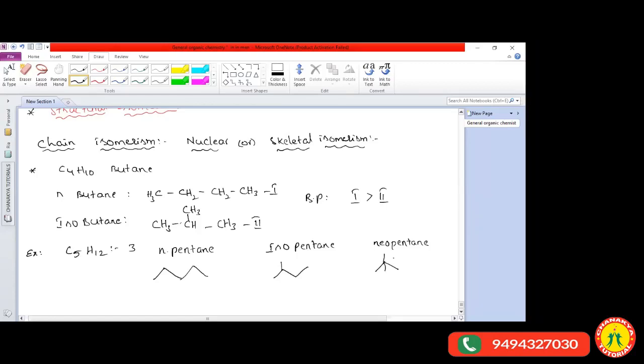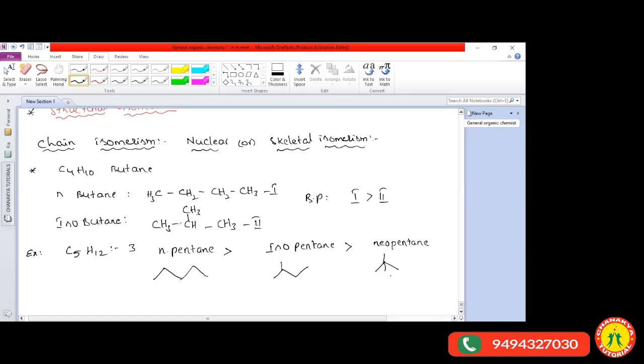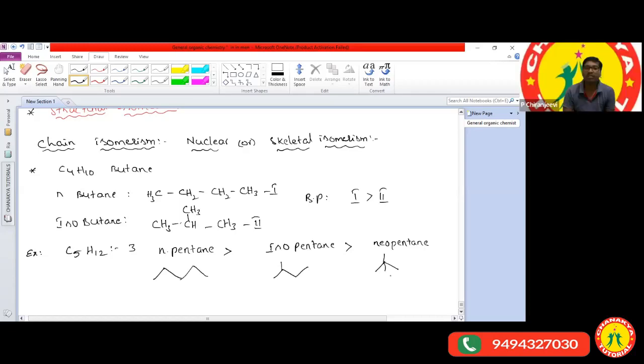Decreases. Very good, Veda. From N-pentane to neopentane, the boiling point decreases. Can you tell me the reason why it decreases? Because of the branched chain. Very good. As the number of branched chains increases, the boiling point decreases. Due to that reason, N-pentane has the greater boiling point.